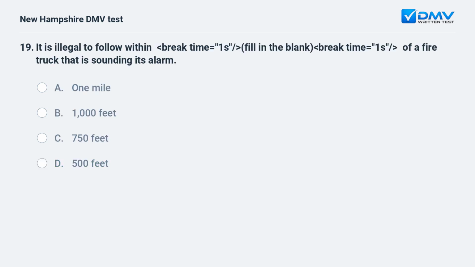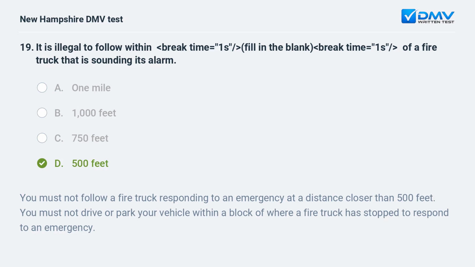It is illegal to follow within ___ of a fire truck that is sounding its alarm. A. 1 mile. B. 1,000 feet. C. 750 feet. D. 500 feet. The answer is D. 500 feet. You must not follow a fire truck responding to an emergency at a distance closer than 500 feet. You must not drive or park your vehicle within a block of where a fire truck has stopped to respond to an emergency.